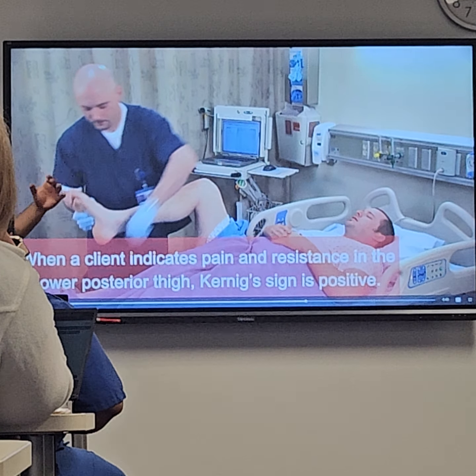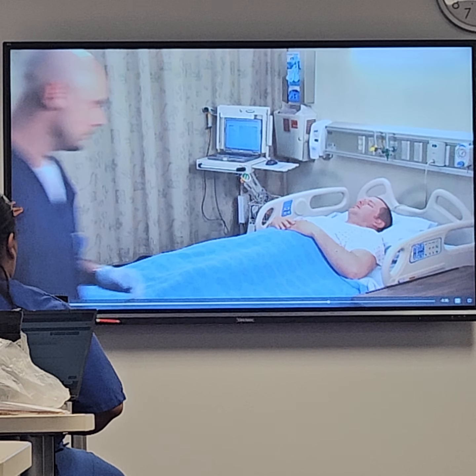When a client indicates pain and resistance in the lower posterior thigh, Kernig's sign is positive. So the pain or discomfort will be in the lower posterior side of the thigh, which is right here. As they're stretching out, you'll feel discomfort or pain, and the reaction is that their head will come up to try to relax, okay?